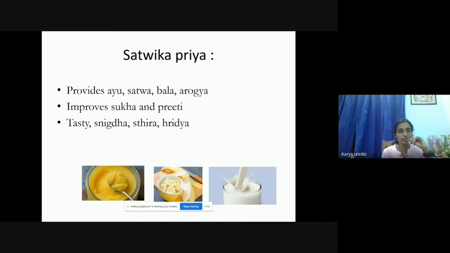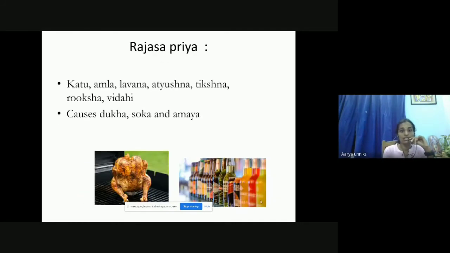See, it provides preeti. Preeti is a factor of sattva. Next, rajasa priya. Kadu, amla, lavana, tikshna, ruksha, vidahina ahara are rajasya ishta, dukkha, shoka, amaya pradha. That which causes dukkha, shoka, amaya, which is high, spicy things, but very attractive things. When we go through some streets, when there are these hotels which give tandoori chicken and all, it seems very attractive. But these attractive things, eventually causing dukkha, shoka and amaya, are the rajasa priya. These are liked by rajasa people, and while having this, there will be an increase in rajasika guna.